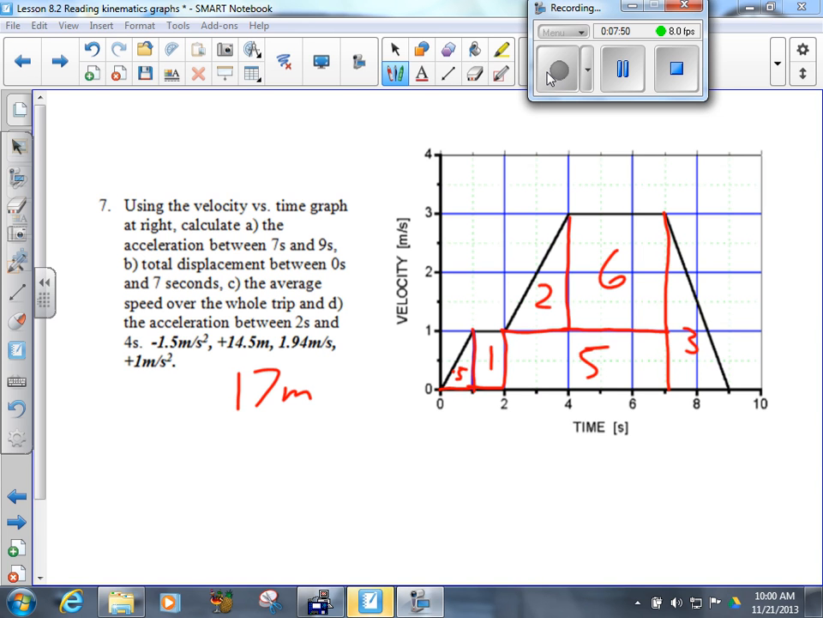Yeah? Okay, because it's area underneath the line on a velocity versus time graph. All right, this also just happens to be our displacement, but in this case, because it was all forward, it's also our distance. Now, we have a total here of 9 seconds, so 17 meters over 9 seconds, okay, that should give us 1.94, yeah? Okay, so that's what we're looking for there.